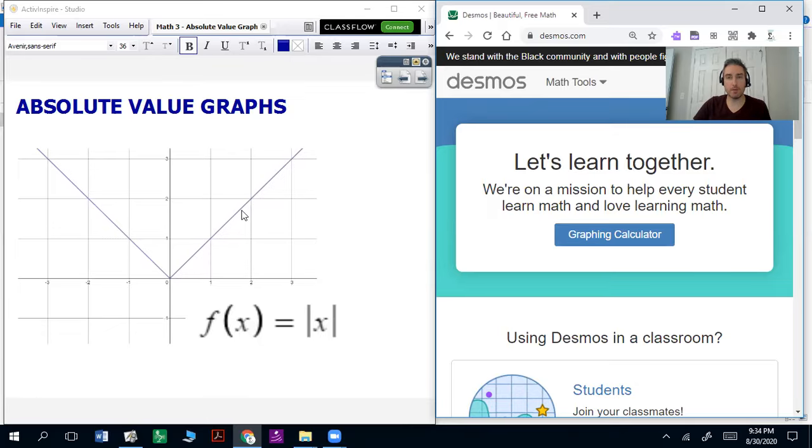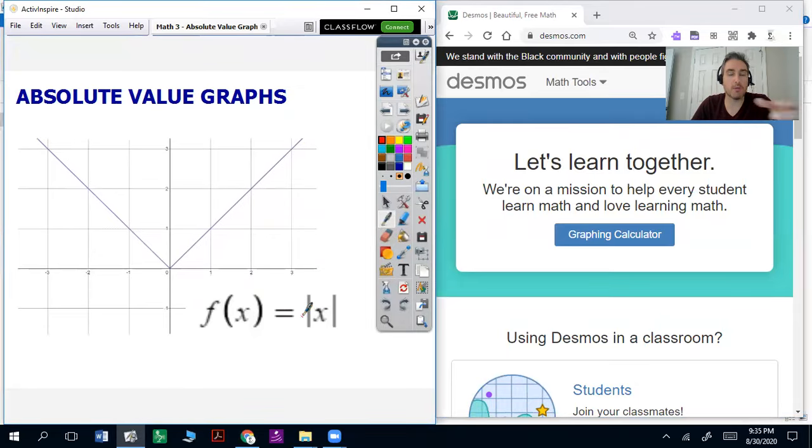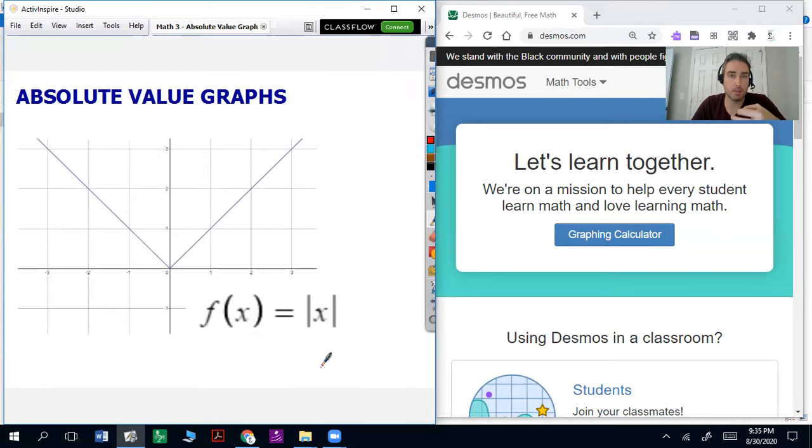So the absolute value graph is going to have these bars around the x, and absolute value simply means that whatever you plug in for x is going to be the positive result. So if I plugged in -2, then that output would be +2. So you'll see on the graph, it's going to look like a V. At the point -2, its output would be 2, whereas at the point +2, it's still going to be 2.